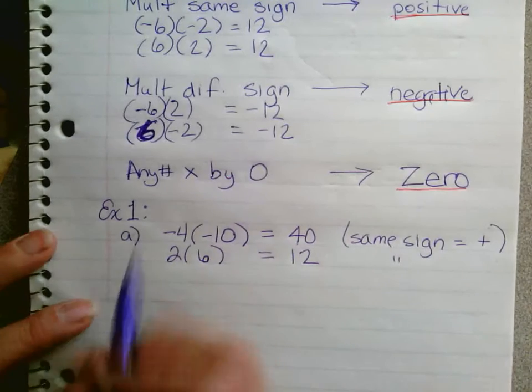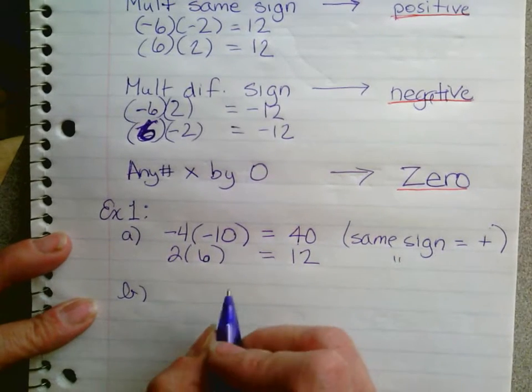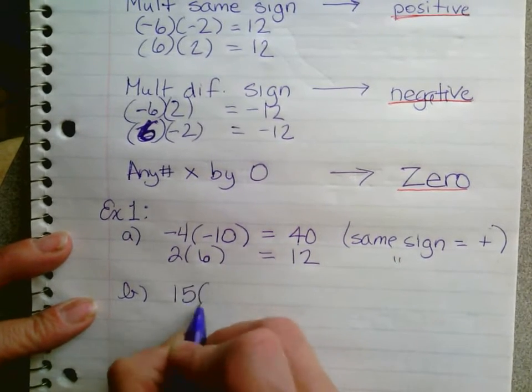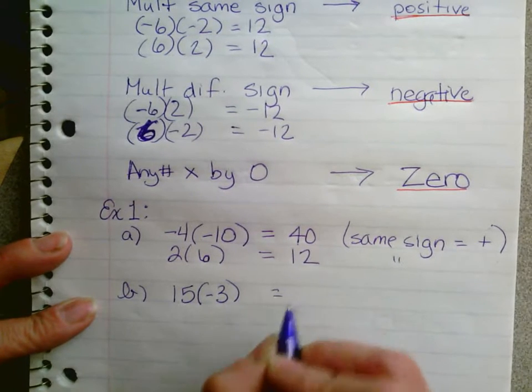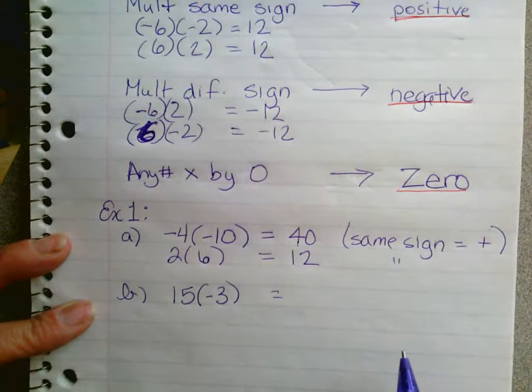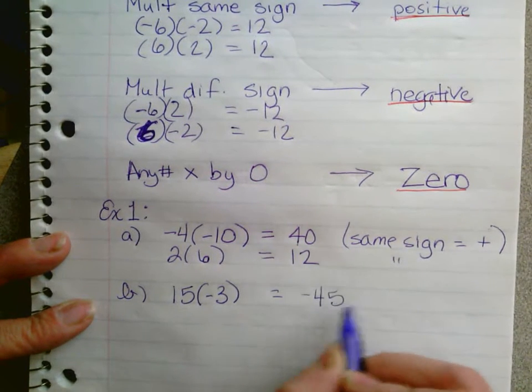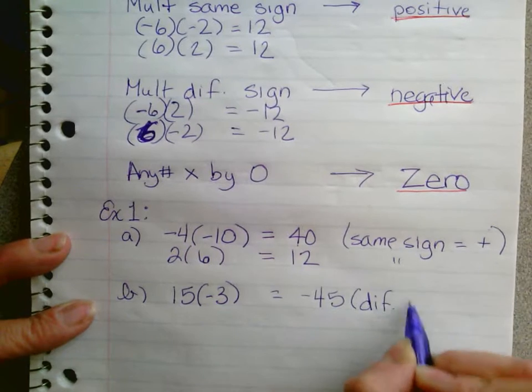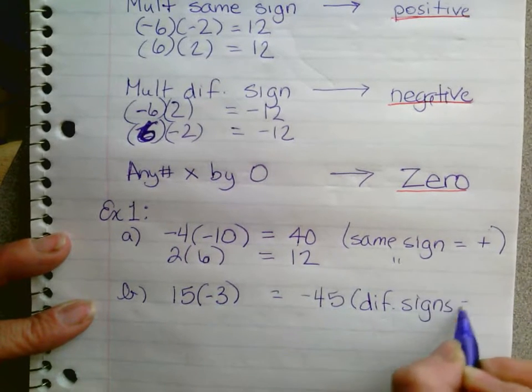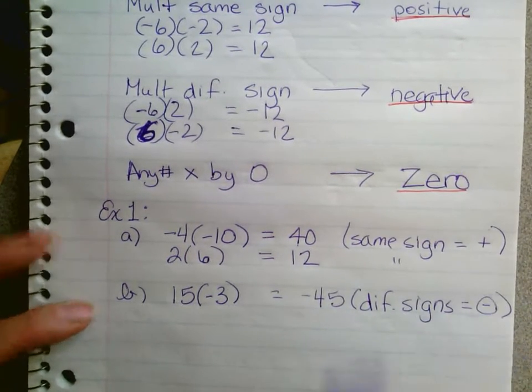The second example, yep, you guessed it. What if it's a different sign? 15 times -3. What do you think the answer will be? Go ahead, Sarah. -45. Yep. So they're different signs, which equals a negative answer.